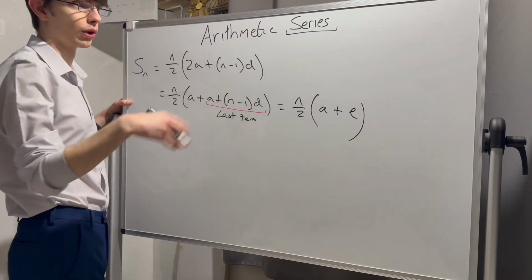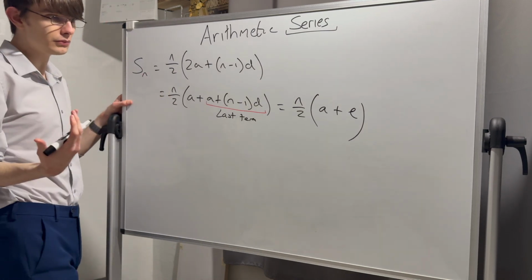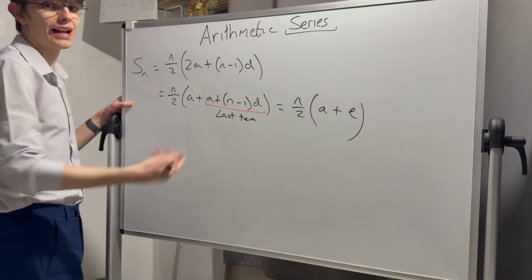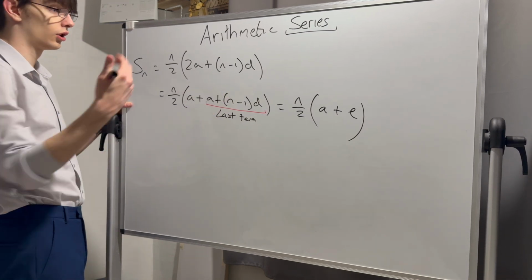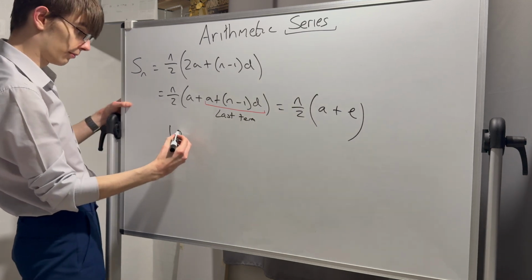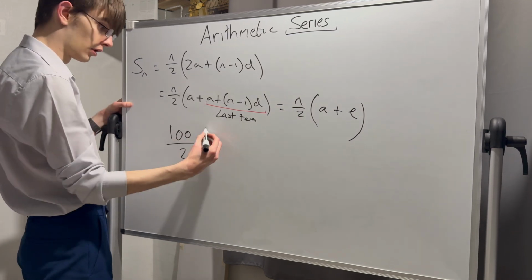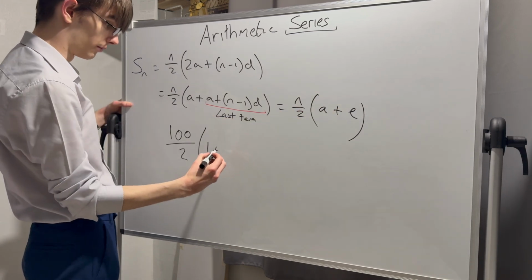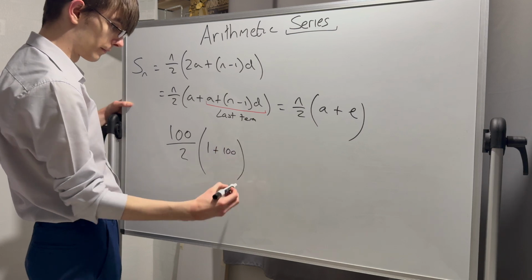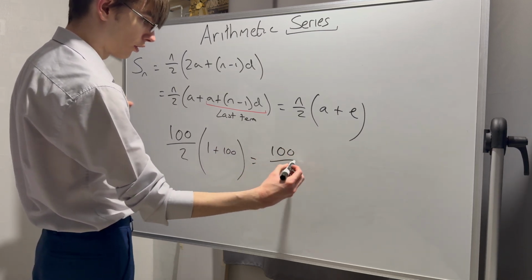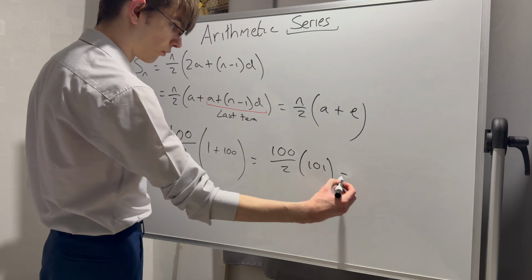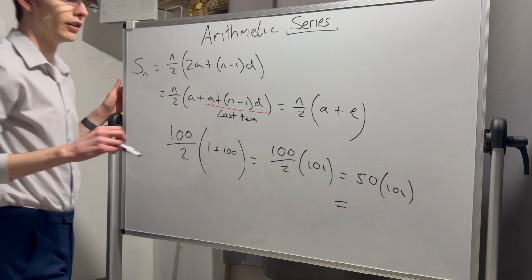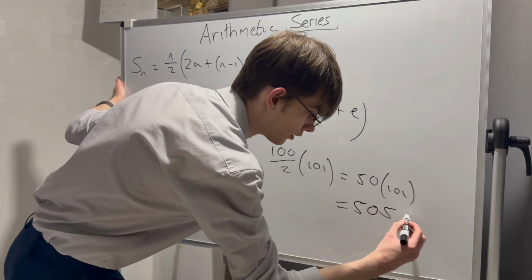And this is how that story of the guy in the pub, if it's true, would have happened. He would have had this formula here, and if you wanted to use this to add all of the numbers from 1 to 100, well, n, there are 100 numbers, over 2. A, well, the first number is 1, plus L, the last number is 100. You end up with 100 over 2 times 101, which is 50 times 101, 5,050.